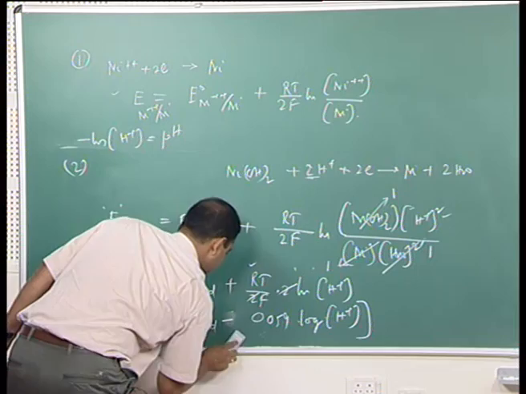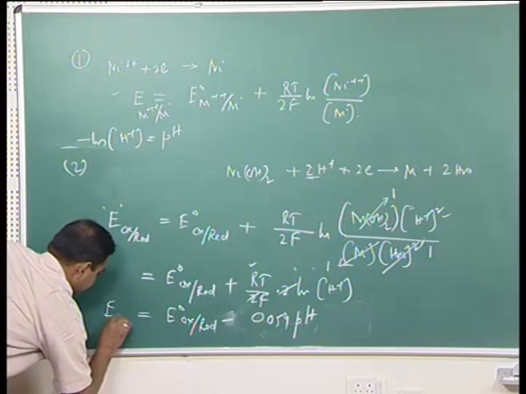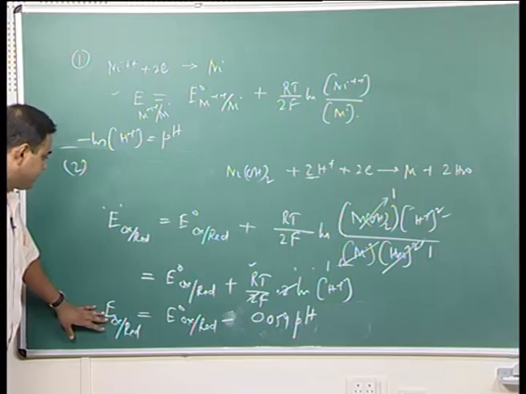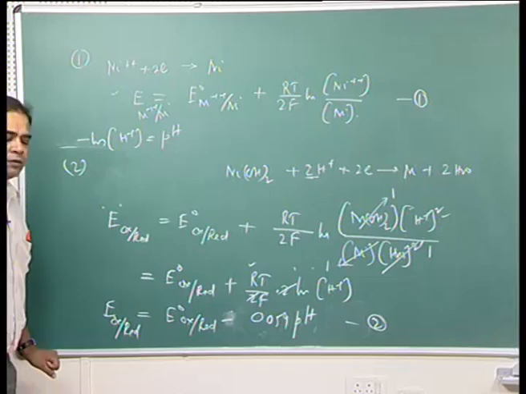So, I can modify this entire equation and put it like this. The minus sign will remain, 0.059, and then it would become pH. So, this is my relation. Now, let us say this is my equation number 1, and this is my equation number 2. If I would like to plot this equation, I need to know what is E0 and I need to know the pH of the solution.